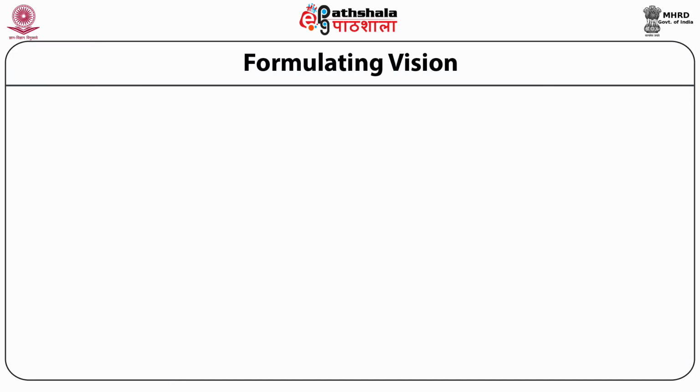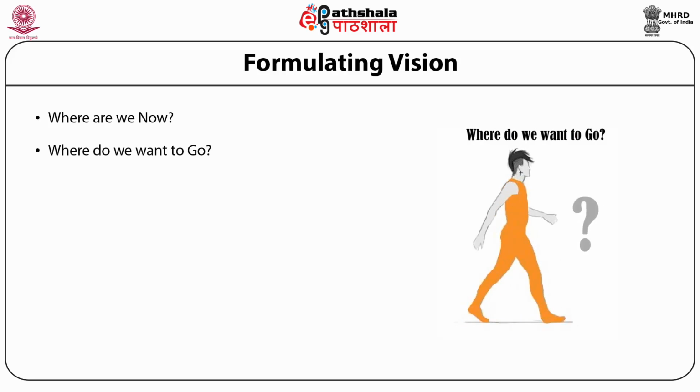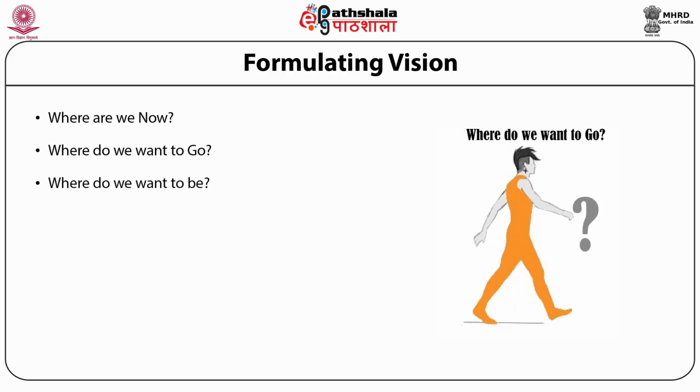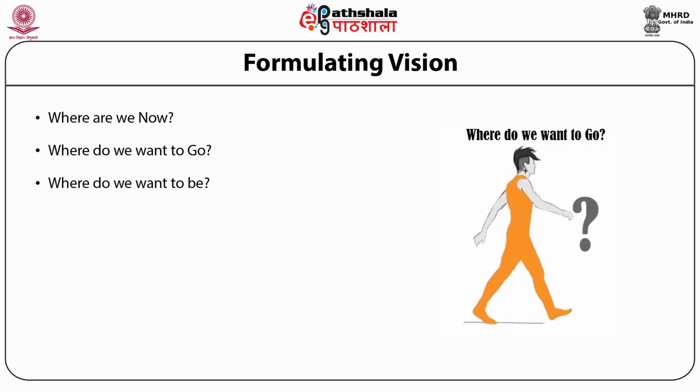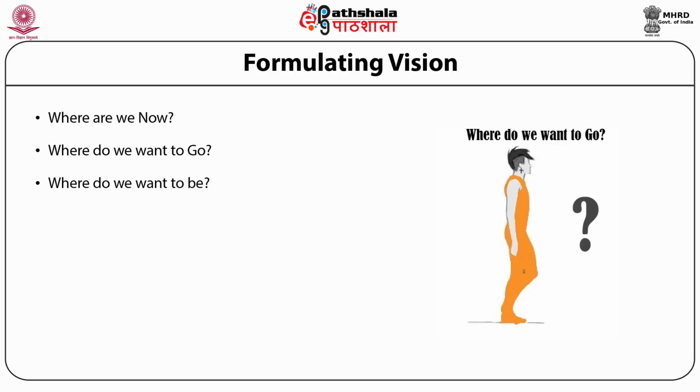So while formulating the vision, we need to find answers for the following questions. The first answer that we need to find out is, where are we now? It's important for any organization to know what its current position is. Where do we want to go? So what exactly do we really want to be? Once you find out the answer to where you want to go and where we want to be, it really helps in formulating the vision.